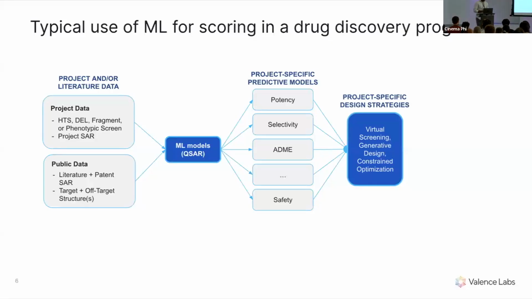Okay, so typically when you try to apply machine learning in a drug discovery program, it looks like something like this. So you start with data that are maybe specific to your project. So it can be like you run a high throughput screening, and then you get some kind of data bag that tells you whether the compound has the activity that you want it to have.